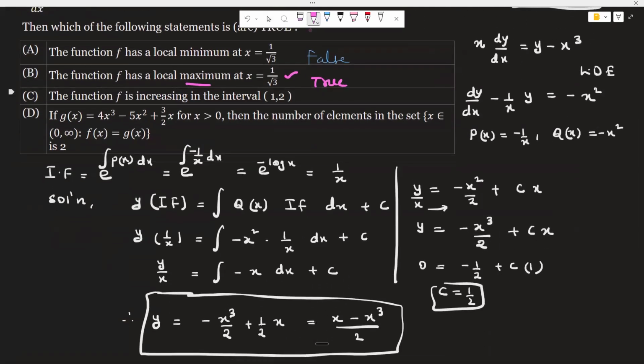Let us go to the next option, which is C. The function f is increasing at the interval.